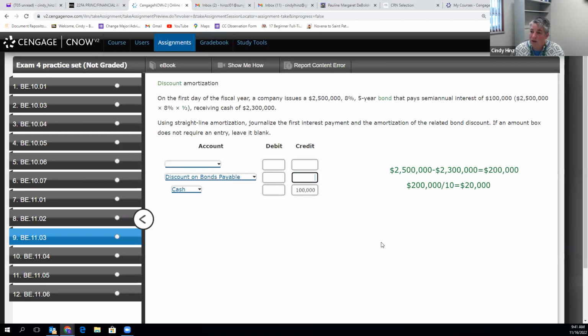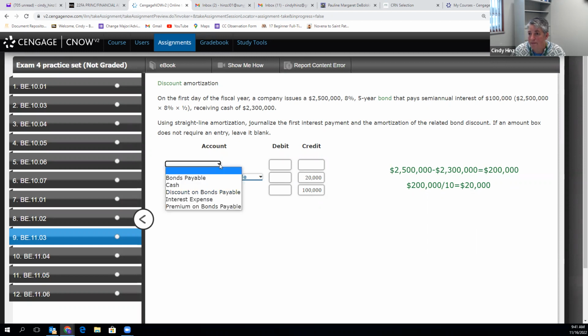So the discount has a normal debit balance. So to amortize that, to get rid of it gradually over time, we need to credit that account, and we're going to credit $20,000 each time we make a payment. And so the interest expense that we record is, really, if we look at this entry, it's the amount we need to make this balance.